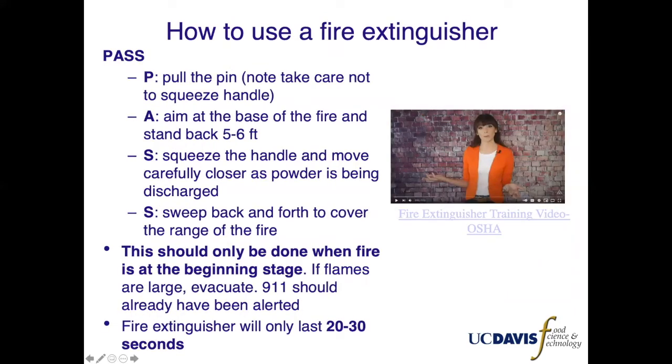So how do we use a fire extinguisher? The acronym PASS is a simple, easy way to remember how to use a fire extinguisher. Pull the pin, taking care not to squeeze the handle. Aim at the base of the fire and stand back 5 to 6 feet. Squeeze the handle and move closer as the powder is being discharged. Sweep back and forth to cover the range of the fire. This should only be done when the fire is at the beginning stage. If flames are large, evacuate, and 911 should have already been alerted when the fire started. Keep in mind, a fire extinguisher will only last 20 to 30 seconds.